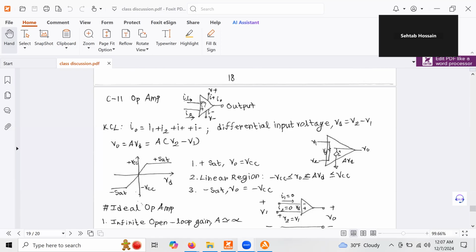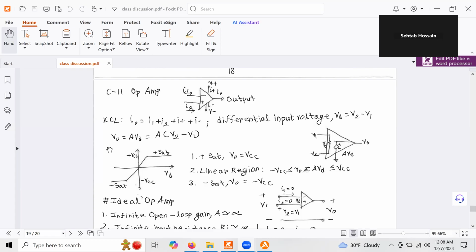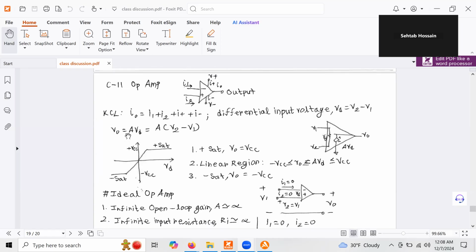The negative input is the inverting point, and the plus is the non-inverting point, and this part is the output. If we apply KCL in this op-amp, then I0 equals I1 plus I2 plus I plus and I minus. The differential input voltage VD equals V2 minus V1. So the output voltage will be A times VD, where VD is the differential input voltage, V2 minus V1.